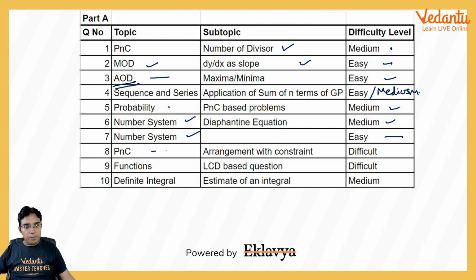Then next question, PNC, yes, arrangement with constraint. That question in which the number of arrangements was asked in which the first ascent will occur at k. So that was a difficult question, I will say. It was not that easy. Then the function LCD based question, difficult. And then definite integration, it is a medium question. So this is how all the questions of this part A can be described, I will say.